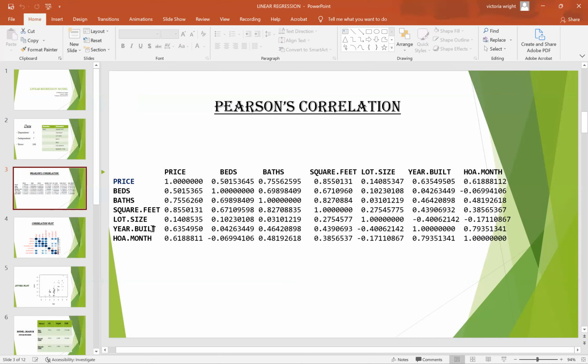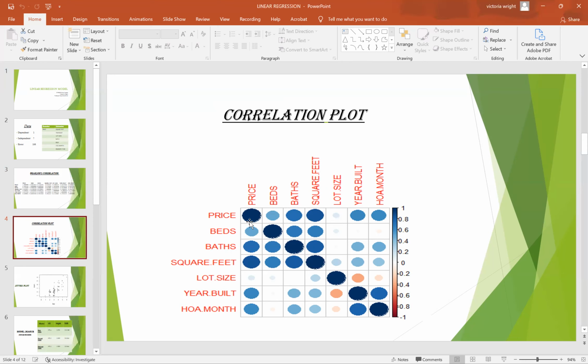And this one is a correlation plot. This one is easier for you to see. You can see the different scale. Both show the numbers, but this one shows a picture so it is easy to see. Like square feet, they have the bigger blue circle over here, and the next one is the bedroom, year built, and after that HOA per month.